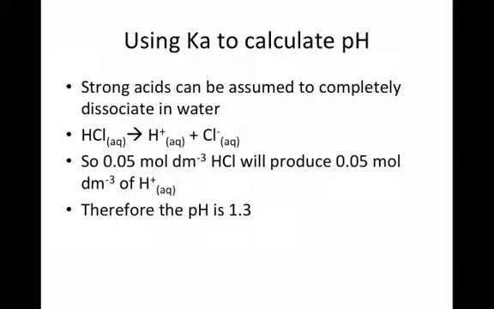So strong acids are easy to work out the pH for. You can assume they completely dissociate in water. So HCl here has gone completely into H plus and Cl minus. So if we had 0.05 moles of HCl, we're going to end up with 0.05 moles of H plus. So the pH, if we do the minus log of 0.05, is 1.3, which we can do a little check in our heads. Does that sound like a reasonable pH for a strong acid? Yes, it's a very highly acidic pH, therefore probably right.